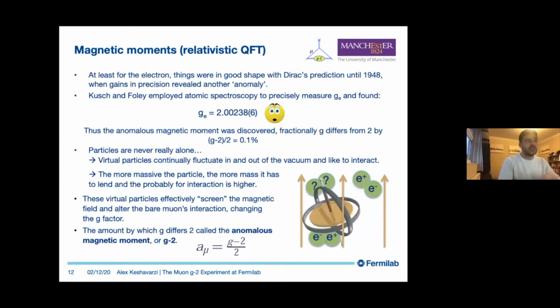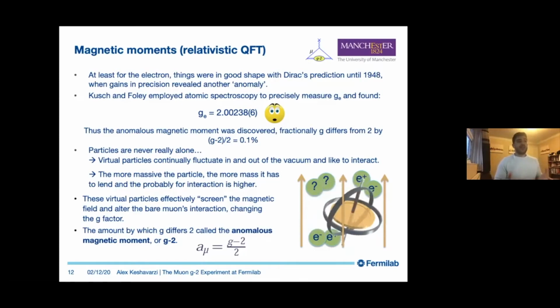So you can see this: 2.00238 with an uncertainty of 6 times 10 to the minus 6. And so actually the gyromagnetic ratio of the electron differed from 2 by about 0.1%. And at that time, there was no explanation why.